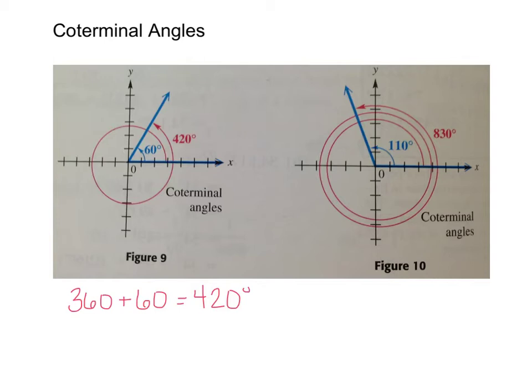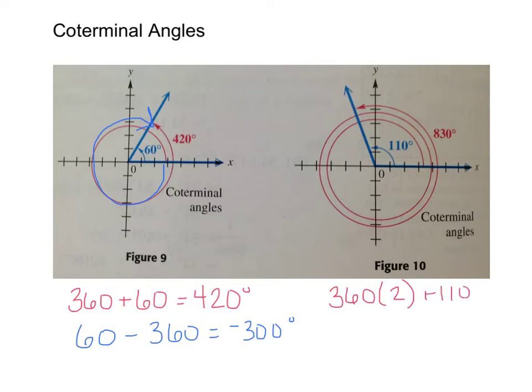Similarly, we can actually move backwards. If we move in the clockwise direction, we know our angle is going to be a negative value. So we can start at the initial side and move backwards. If we go 360 degrees, it's too much. So I would take my 60, subtract off 360. That will give me an angle that's negative 300 degrees. Taking a look at this next one, we've rotated through quite a few. There's 360 once, and 360 twice, then we move through 110. So I can say 360 times 2 plus 110. These are coterminal angles. So we'll take a look at some examples.